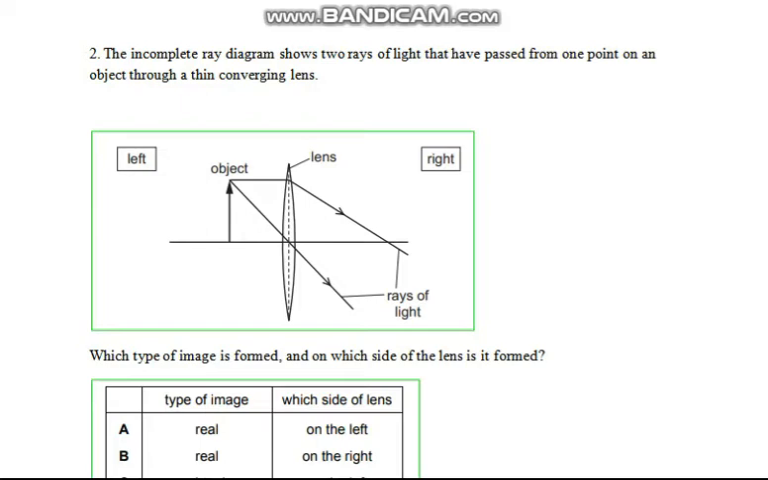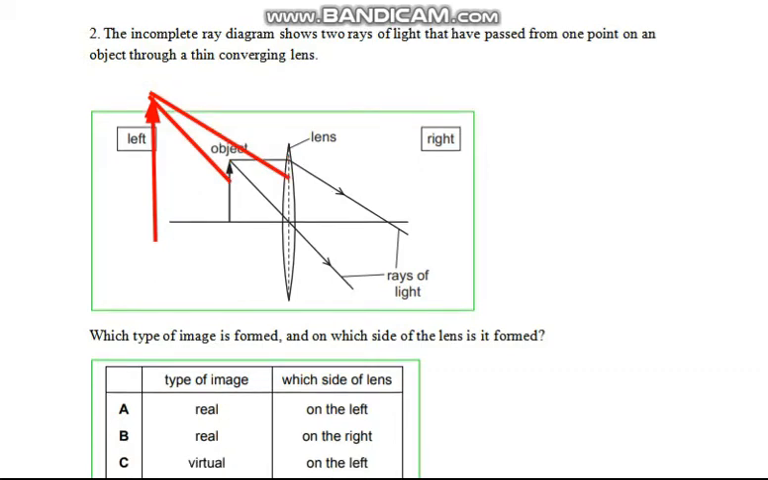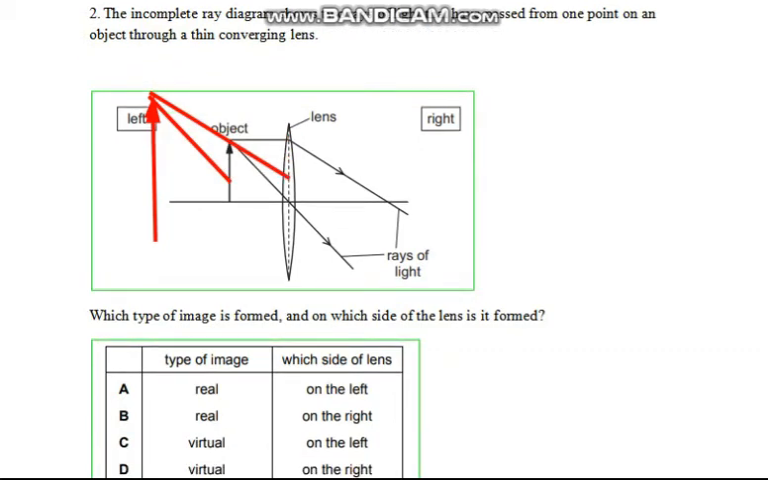What we do is we extend them backwards in a straight line to see where they actually meet. So they're meeting somewhere here, and this is where the image can be formed. This is the place where the image should be formed. Now, looking at the options, it is not going to be a real image, it's a virtual image, and it's on the left side. So we have the correct option as C.